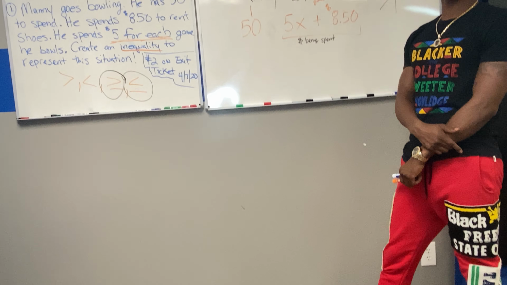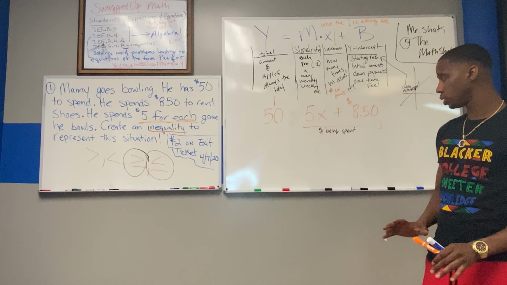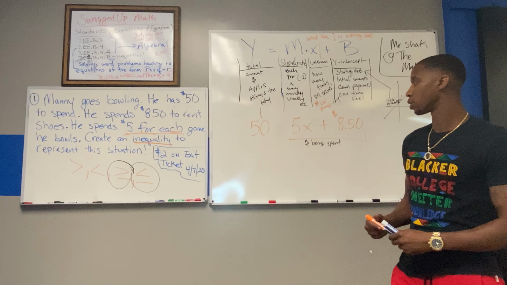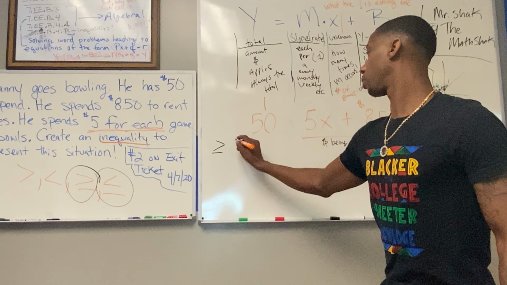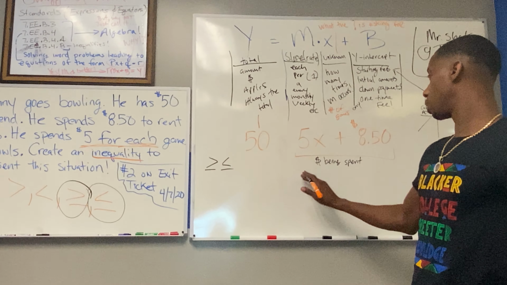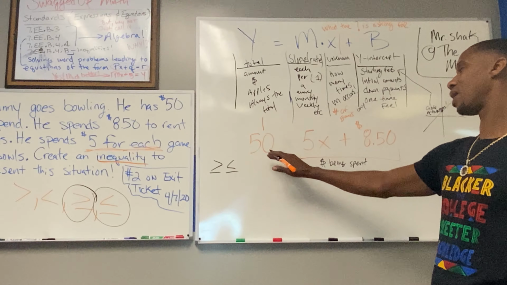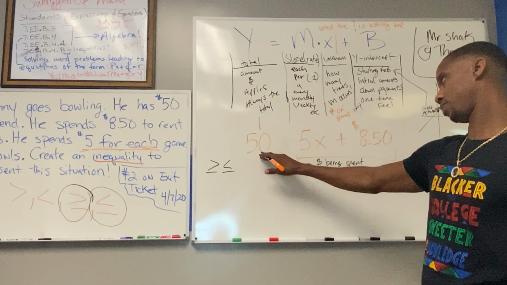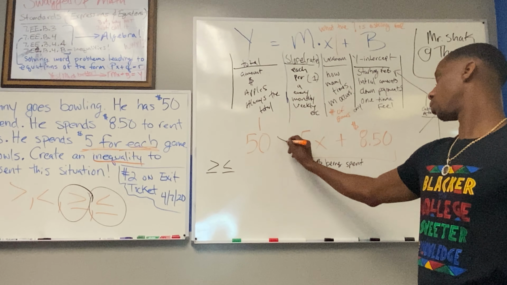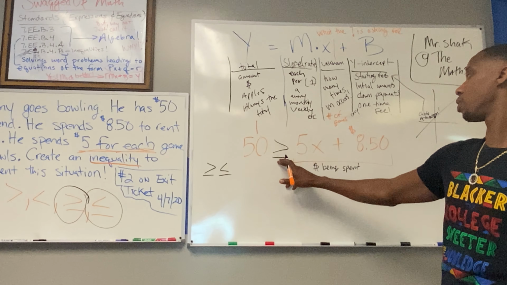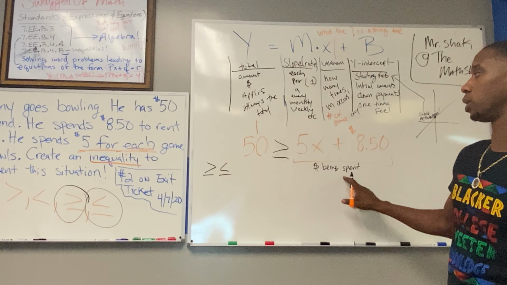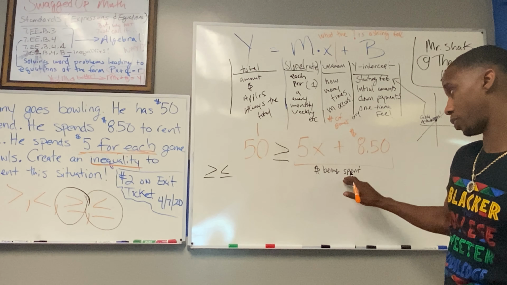So I hope you thought about it for a minute. Now let's really tackle this thing. If it's between these two signs, greater than or equal to or less than or equal to, the money being spent cannot ever be greater than 50. Therefore, the correct answer is 50 should be greater than or equal to whatever the amount of money being spent.